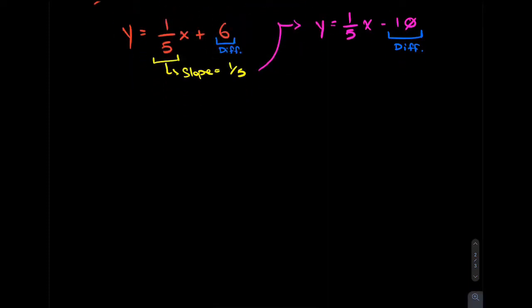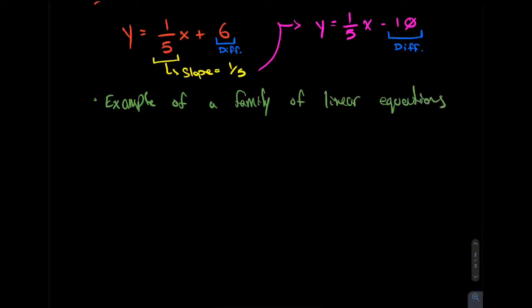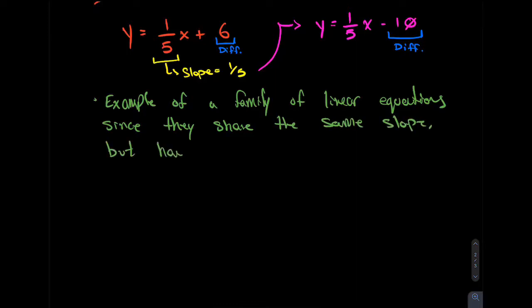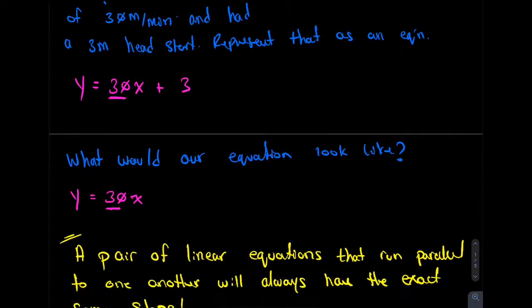So this is an example of a family of linear equations, since they share the same slope but have different y-intercepts. And this was the same as the example that we saw above, right?